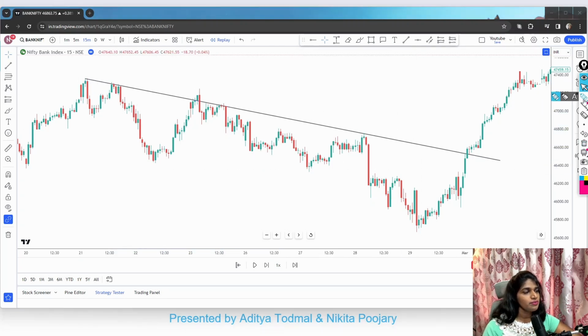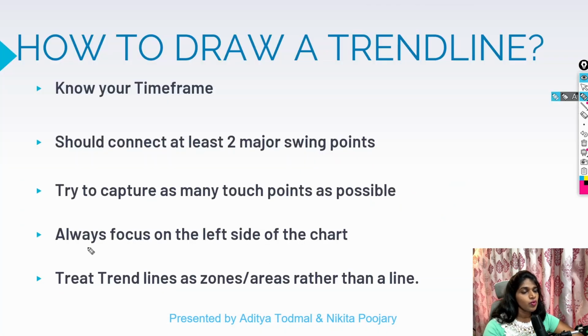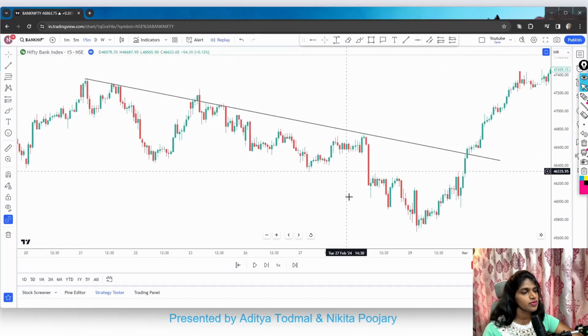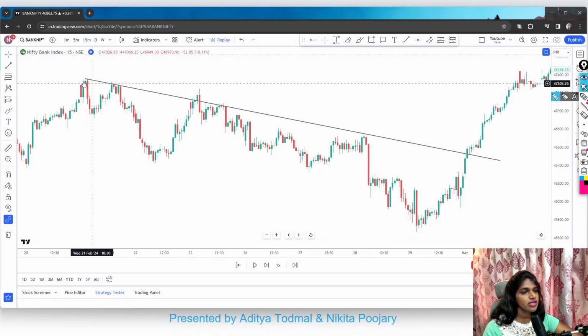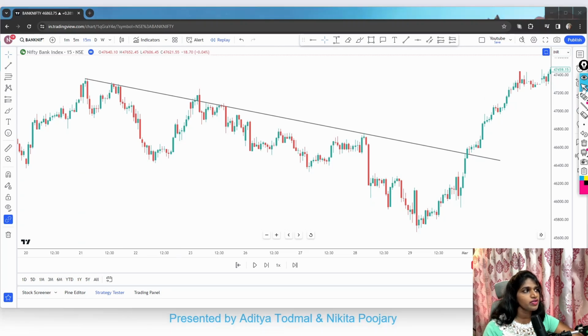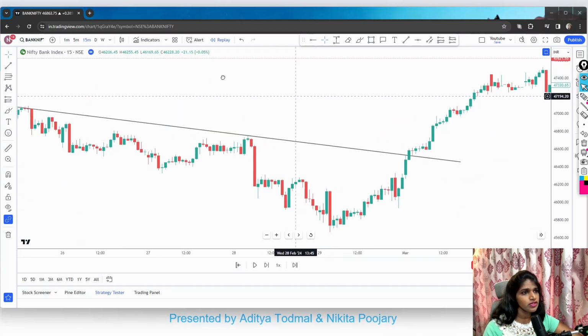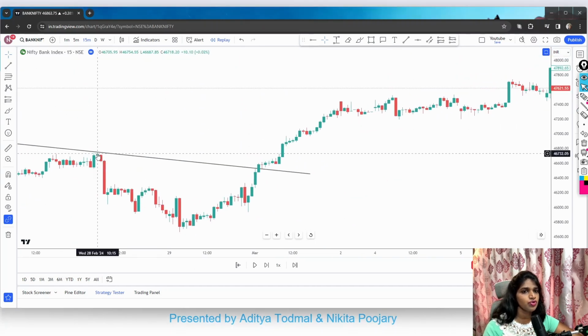Now, see, 1 touch point, 2 touch points. For me this one is a 3 touch point, 4 touch points. So I have got maximum touch points on this trend line. From this, what I can infer is, as we mentioned, always focus on the left side of the chart. Every time you focus on what has happened in the past, your trend line will be much more valid. If I had started from here, I would not have known where this particular resistance is coming from.